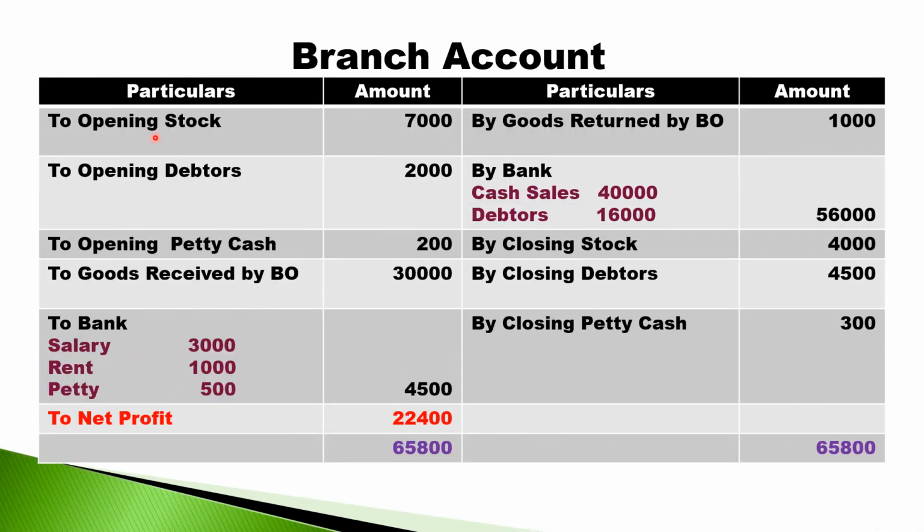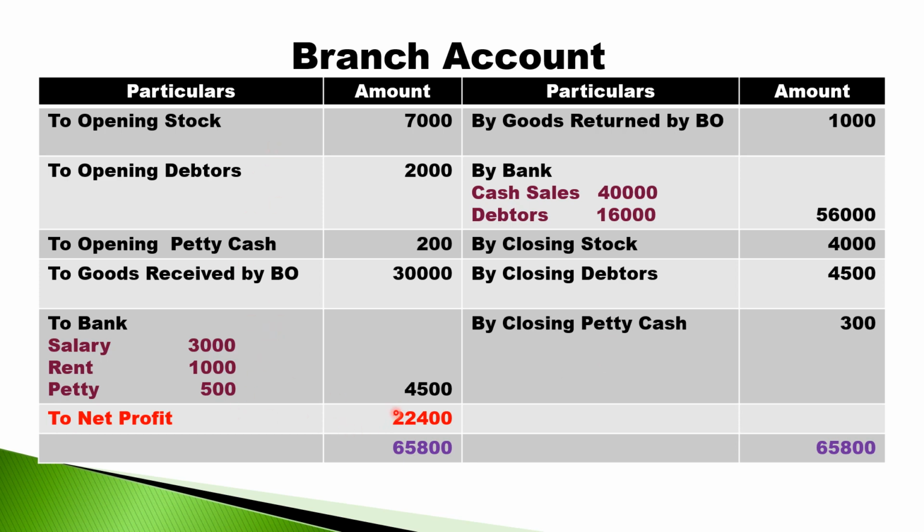To opening stock, to opening debtors, to opening petty cash, to goods received by branch. Then cash received by the branch, cheque received by the branch for various expenses. Goods returned by the branch, and then we have amount paid by the branch to head office. Then closing stock, closing debtors, closing petty cash. So total the credit side minus the debit side, you get a net profit of 22,400.